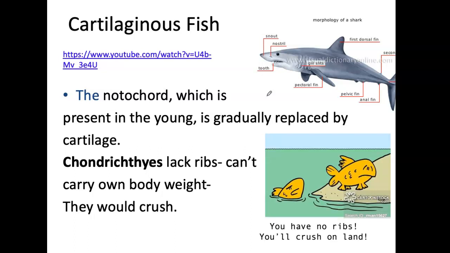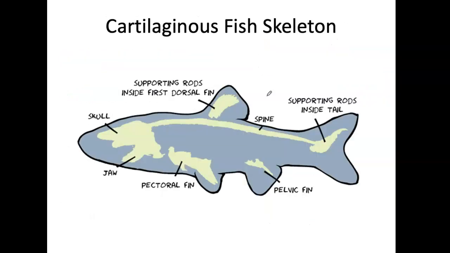I like this cartoon. It says, you have no ribs, you'll crush on land. You can't go on land if you're a cartilaginous fish, because you can't support your body weight. This is what a cartilaginous fish skeleton would look like. It would have pieces of this cartilage with these supporting rods and spine, but not throughout.